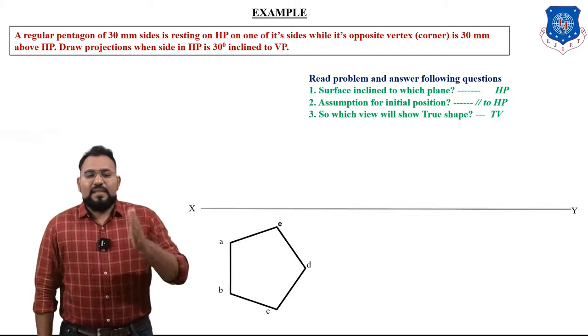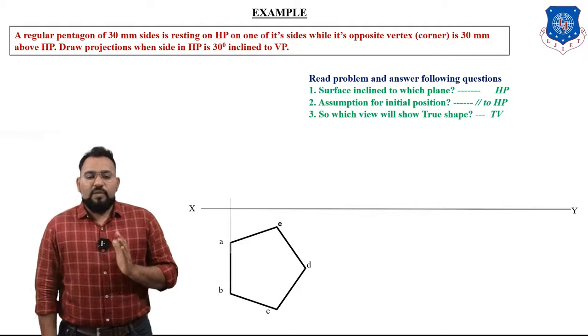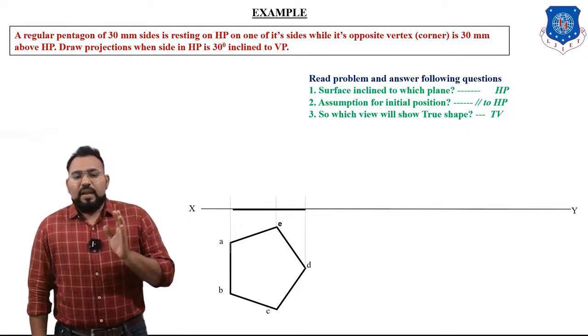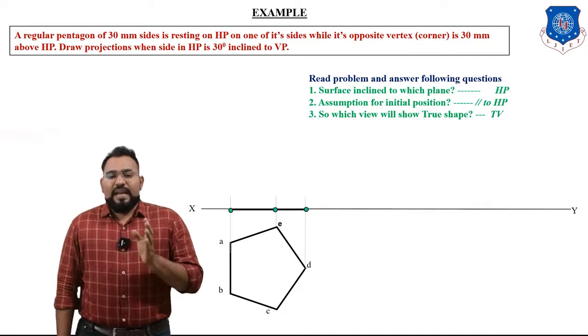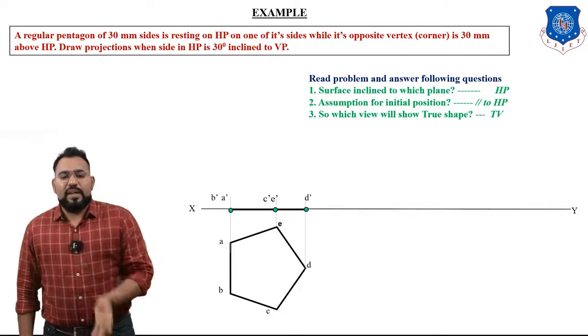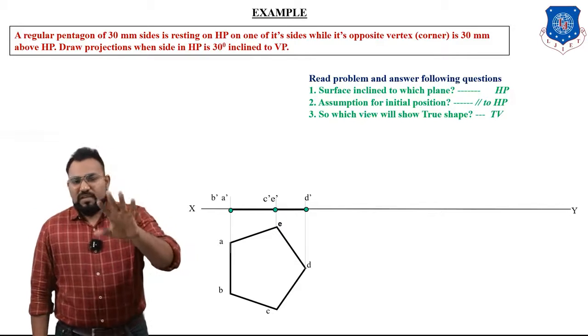Now let us give it the names A, B, C, D, E. Now what will we do? Now we will take projections up to the XY line. Wherever they intersect the XY line, we will name the points A dash, B dash, C dash, E dash, and D dash. So we have taken the projections up to the XY line, and you know that in the top view the first stage is complete.